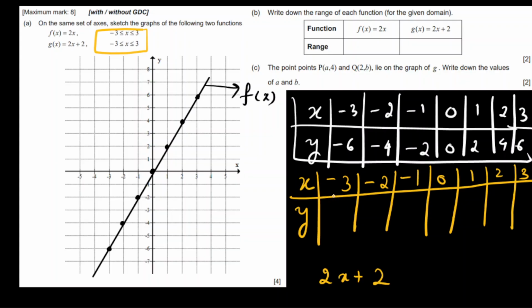You can simplify this question and do it with the GDC, so easily you can find the values. The first one is negative 6 plus 2. This is negative 4. Then the second one is negative 4 plus 2. So this is negative 2. Then negative 2 plus 2, this 0 we will get. So this will get 2.